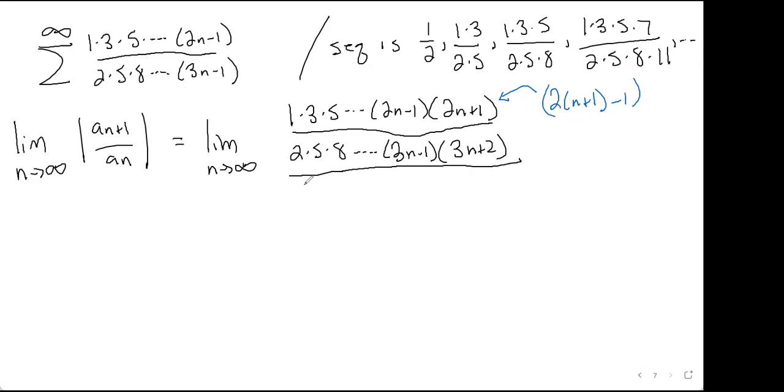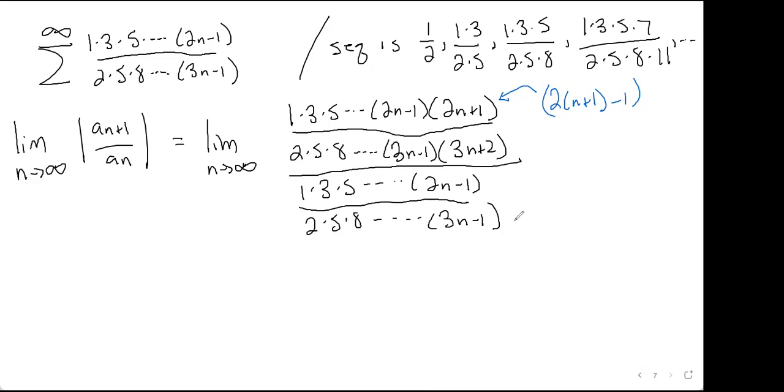Then we get an n here, 1 times 3 times 5, 2n minus 1, and then 2 times 5 times 8, 3n minus 1. Okay. Questions about getting to here, because the next step is cancellation. But before we cancel stuff, I want to make sure that people are mostly okay with what we actually got. All right.